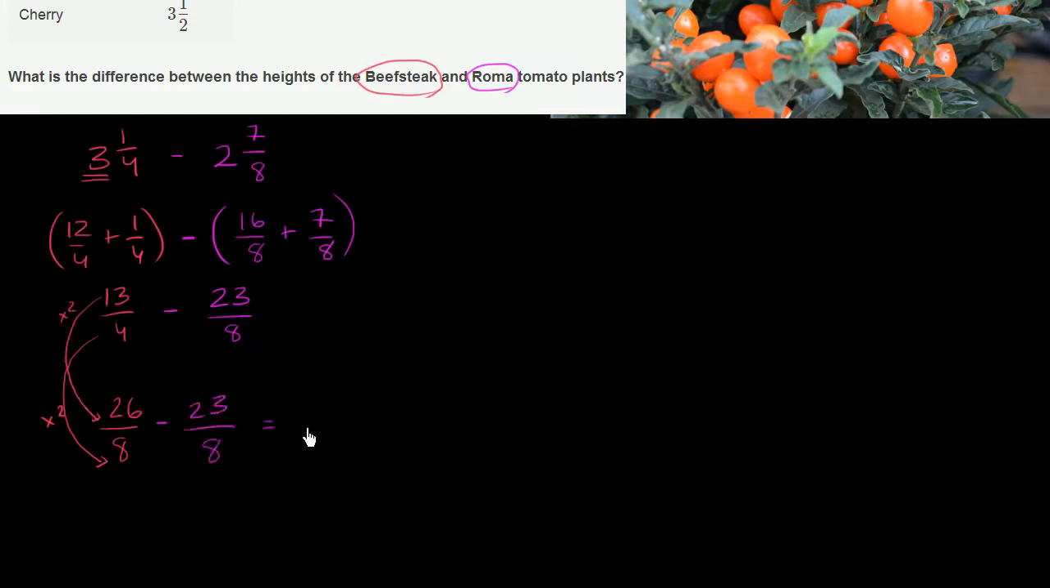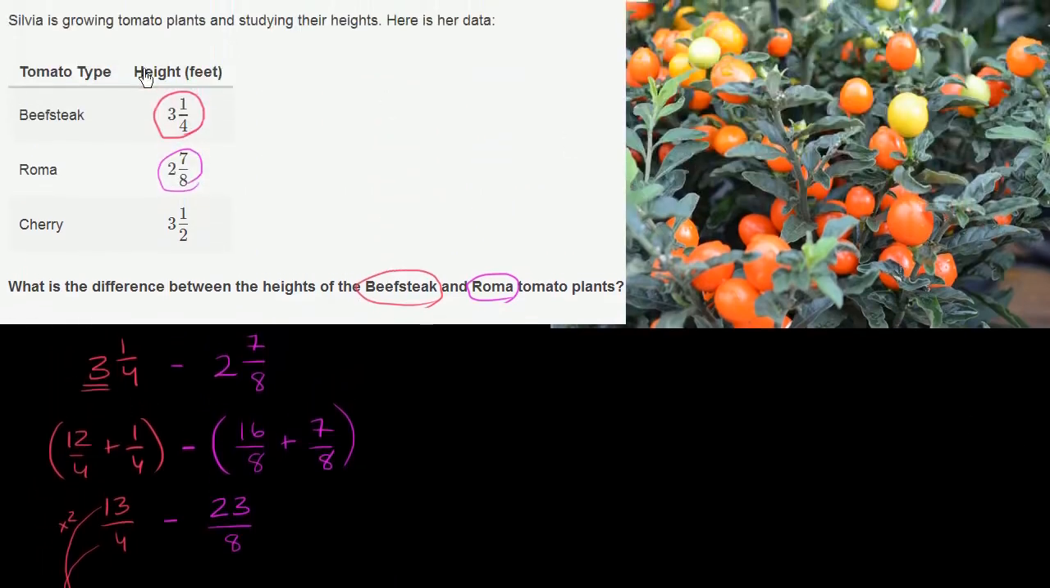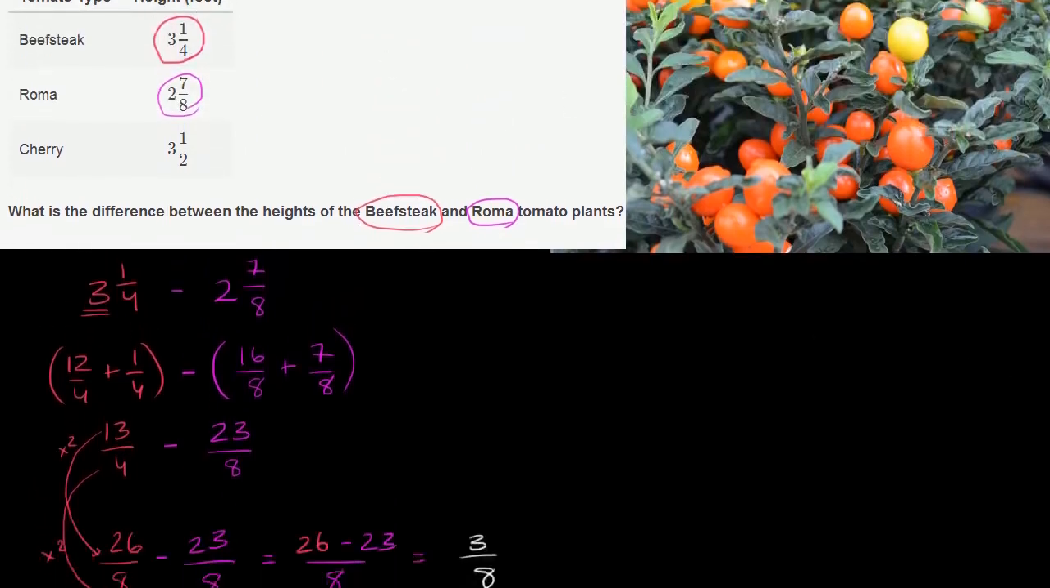And from 26/8, we're going to subtract 23/8. And so this is going to be over 8, 26 minus 23, which is equal to, and we deserve our drum roll now, 26 minus 23 is 3. So it's 3/8. So the difference between the heights of the beefsteak and Roma tomato plants is 3/8, and everything we've been doing thus far has been in feet. So 3/8 of a foot.